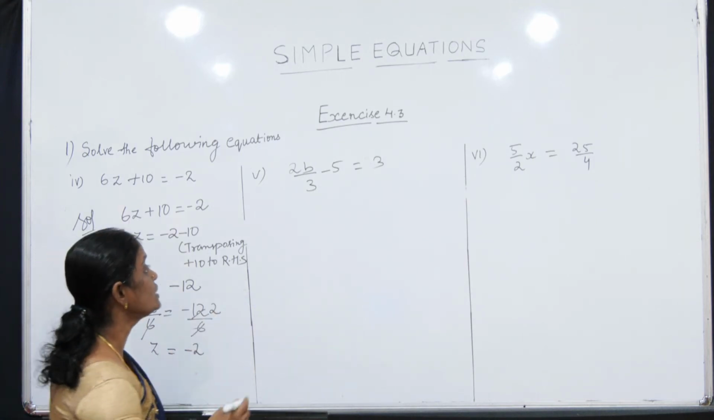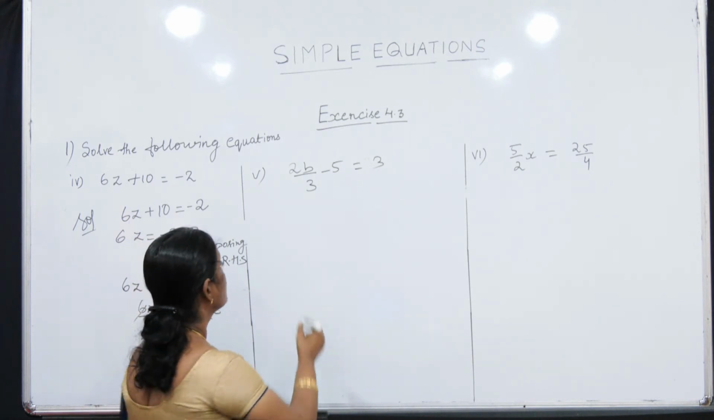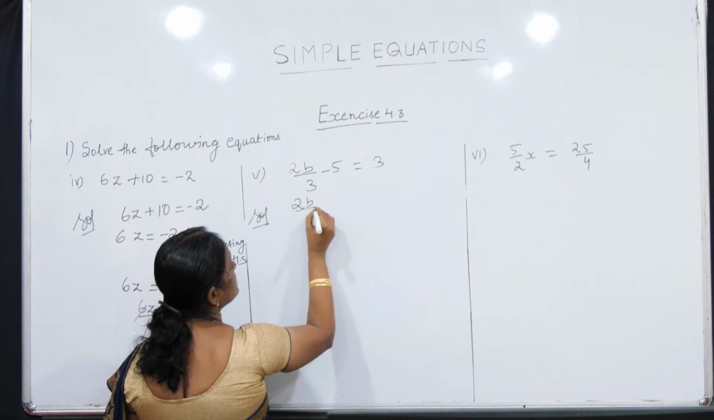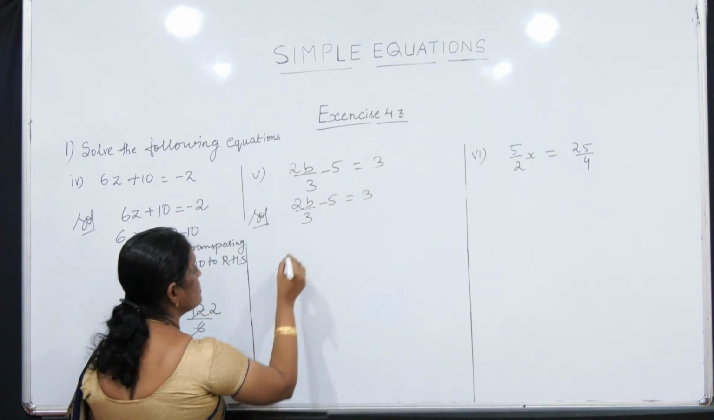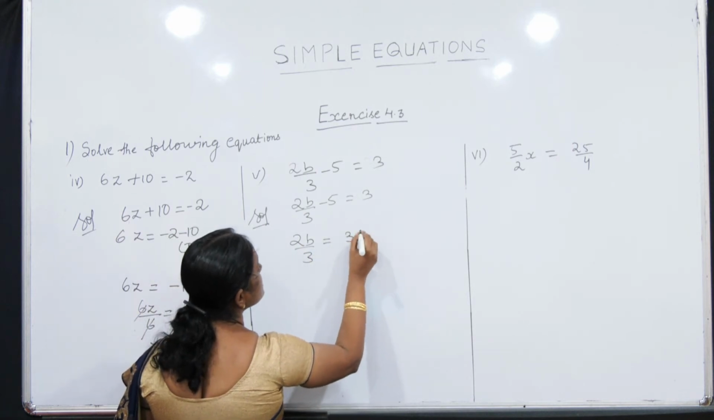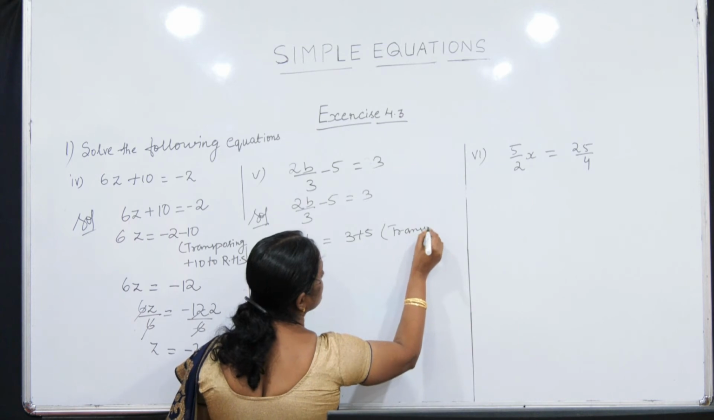The next equation is 2b by 3 minus 5 is equal to 3. So here, the solution to this equation 2b by 3 minus 5 is equal to 3. Now 2b by 3 is equal to 3 plus 5, transposing minus 5 to RHS.